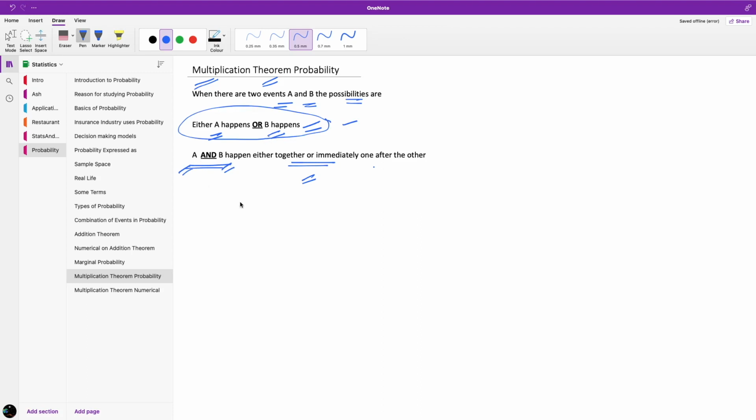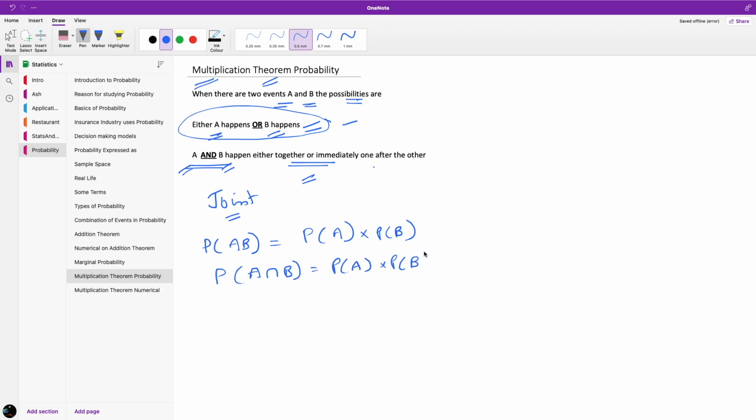When A and B happen together, the probability is called the joint probability, and it is written as P of A and B, which is the probability of A into the probability of B. It is also written as probability of A and B equals probability of A into probability of B. This is the joint probability when A and B happen together, and this is also called the multiplication theorem.